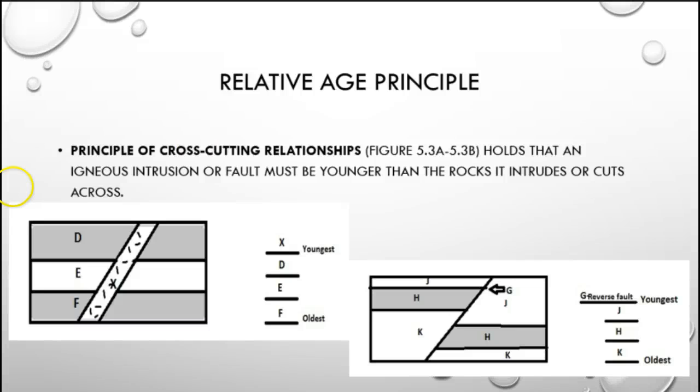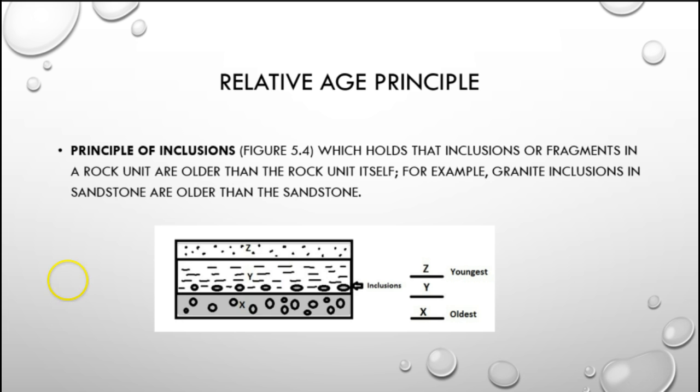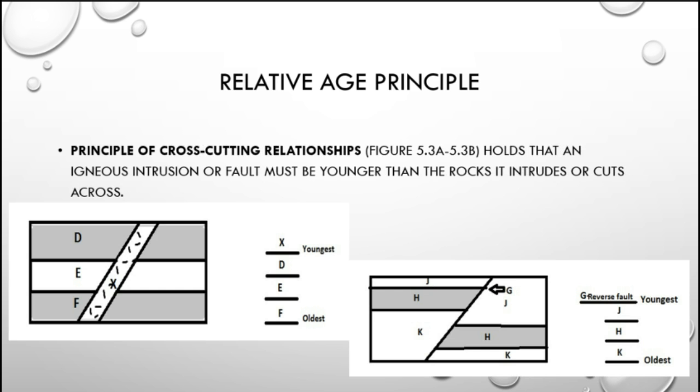If we look at the unit over here with F, E, and D, and then an intrusion, a dike, X, crossing it. For F, E, and D to be older than X. F, E, and D have to be older than X. They had to exist before X could cut them.